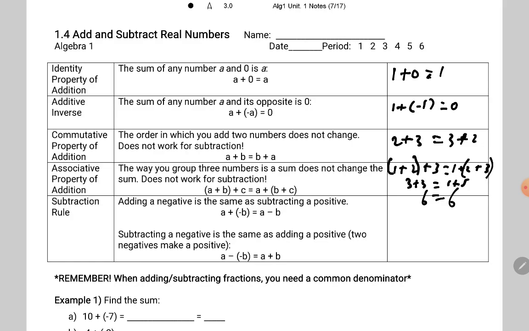Subtraction rule. So adding a negative is the same as subtracting a positive. What they mean is if I have 1 plus a negative 2, that's the same thing as 1 minus 2. And then vice versa, if I'm subtracting a negative, so 1 minus negative 2 is the same thing as 1 plus 2.